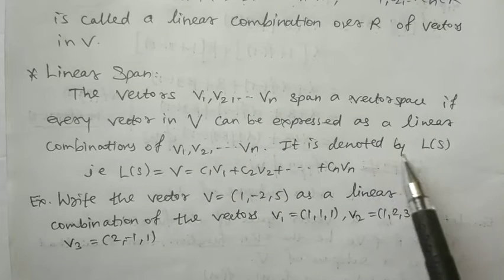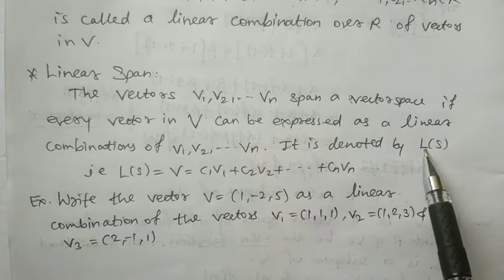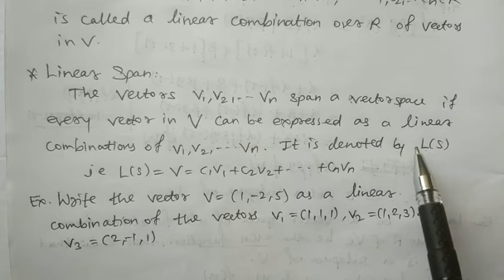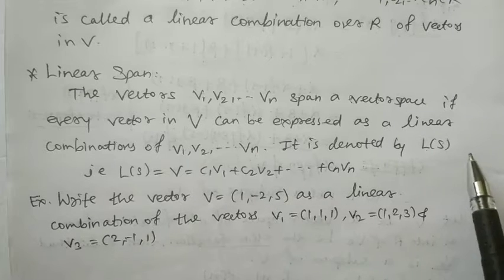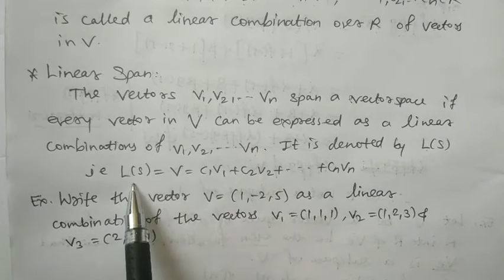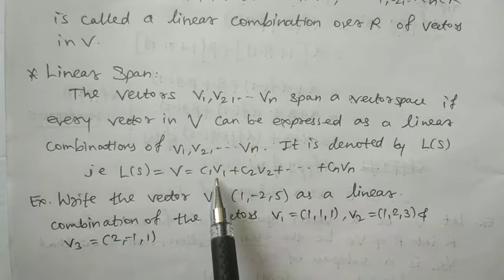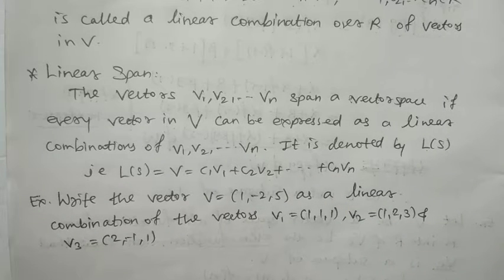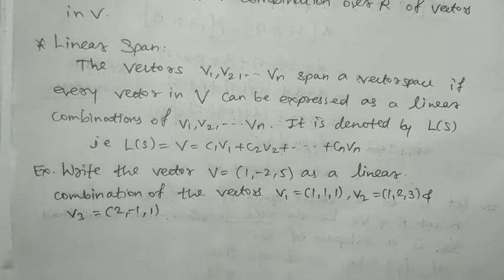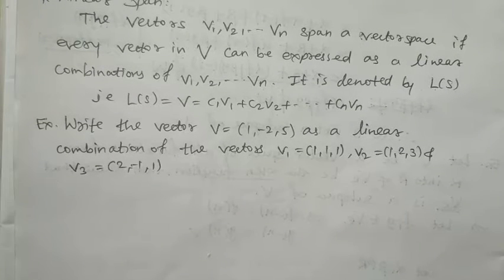This is denoted by capital L of S, L for linear and S for span, that is linear span. That is, L of S is equal to V, which is equal to C1 V1 plus C2 V2 plus dot Cn Vn. Now let us see some examples on these topics.